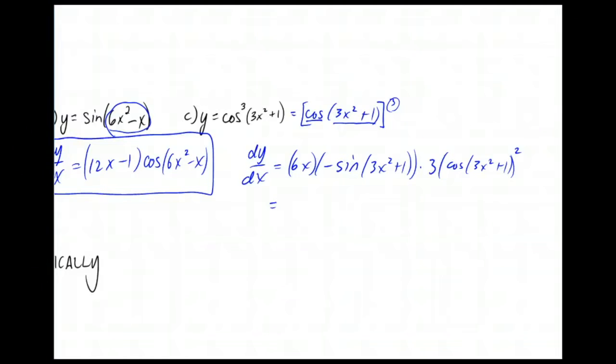If we simplify one step, that would be negative 18 sine of 3x squared plus 1, times cosine of 3x squared plus 1, squared.